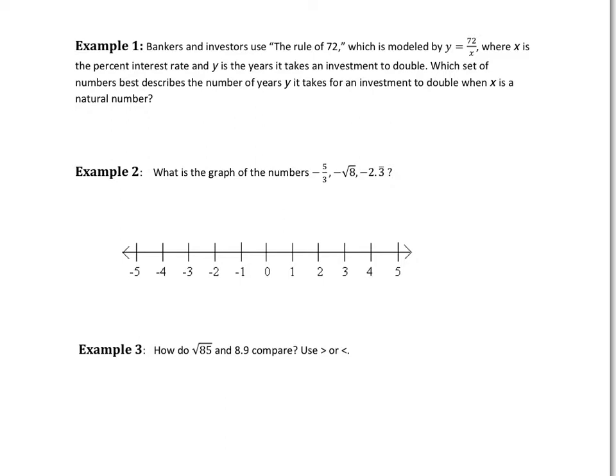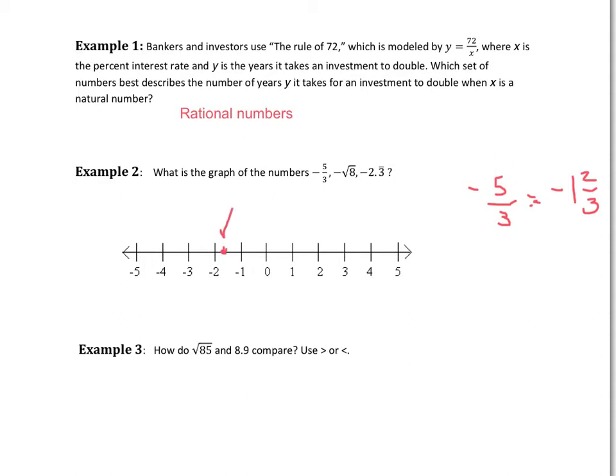Written as a ratio. Okay, so if you recall when we were describing real numbers, we said that you can graph any real number on a number line, and that's exactly what we're going to do in example 2. It says, what is the graph of the numbers -5/3, negative square root of 8, and negative 2.3 repeating? My recommendation here is to get in the habit of switching your fractions to decimals or mixed numbers. So -5/3 is the same thing as -1 2/3. That's easy enough to graph. I'm just going to go a little bit to the left of -1. Actually, it's closer to -2.